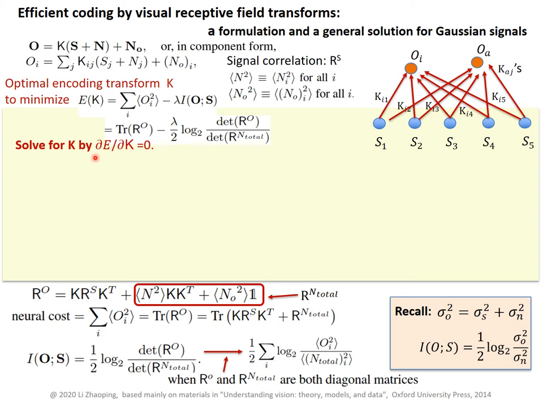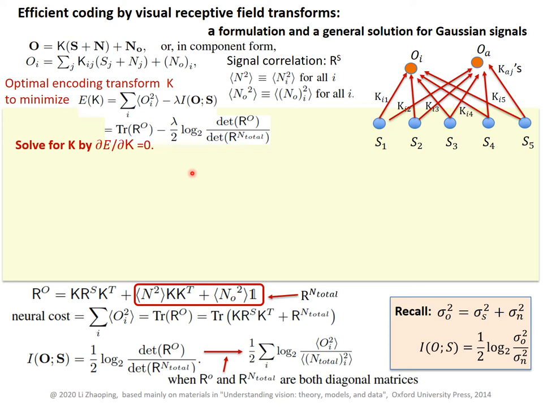To find a solution to it, note that all these terms depend on K. This output correlation matrix depends on K, and so does the noise correlation matrix. Now, K is actually a matrix with many elements, so finding the optimal K means finding all these elements. That sounds like quite a complex task, yeah?